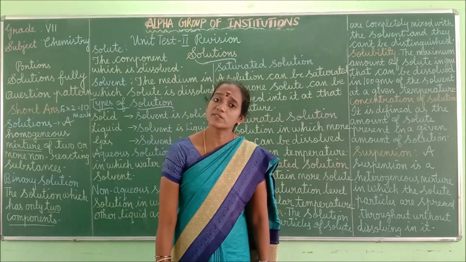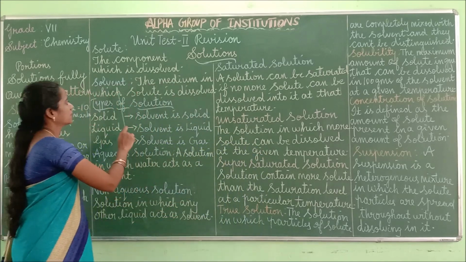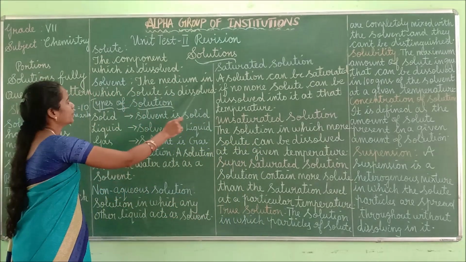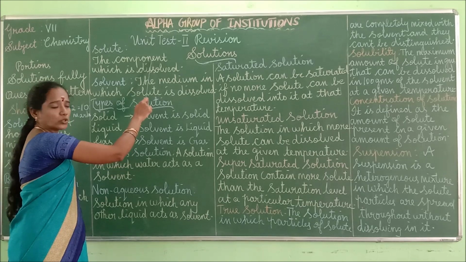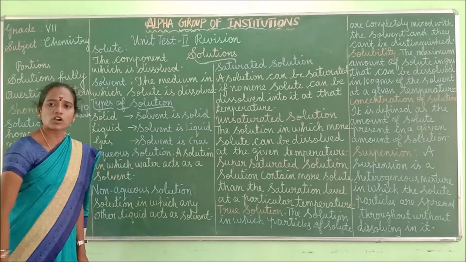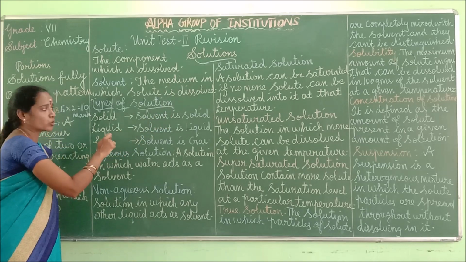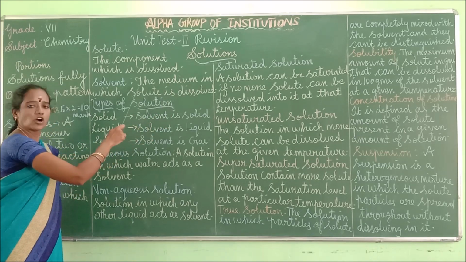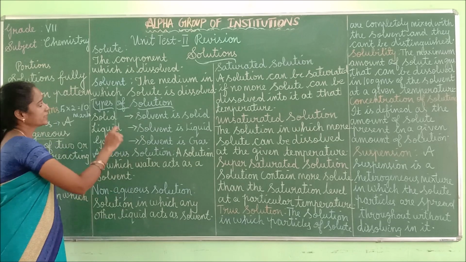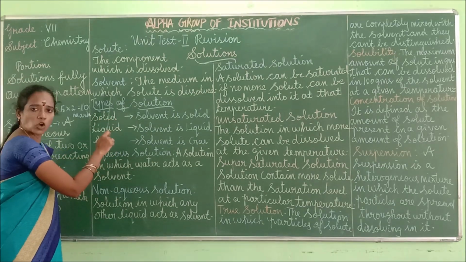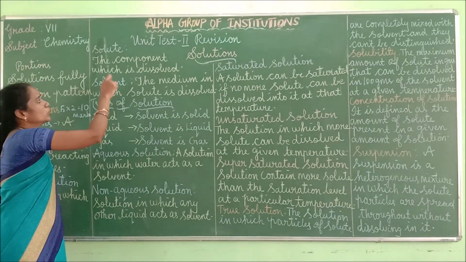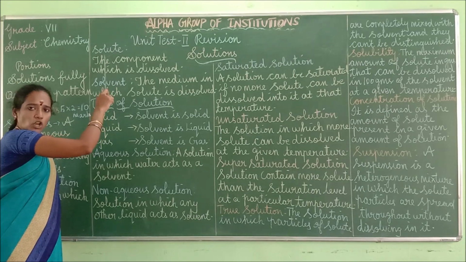Then what is meant by solvent? Here, solvent means the medium in which the solute is dissolved. The medium in which the solute is dissolved is called solvent. Here, the solvent is present in a larger amount, whereas the solute is present in a smaller amount.